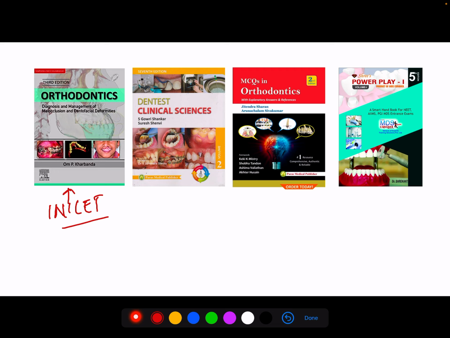Next, to solve MCQs, you can plan accordingly with the basic books you are using. But if you want to be more organized, I recommend any of these books: either Dentist by Dr. Gauri Shankar, or MCQs in Ortho by Sharan sir. Any of these books are very, very good. The books are very huge, for example, Sharan is a very huge book for Ortho.